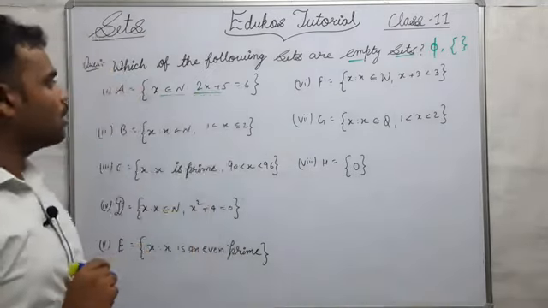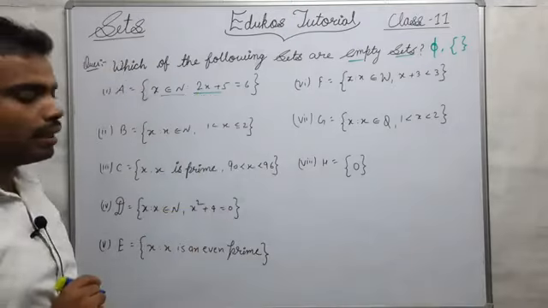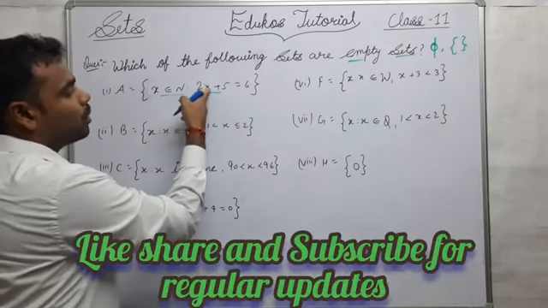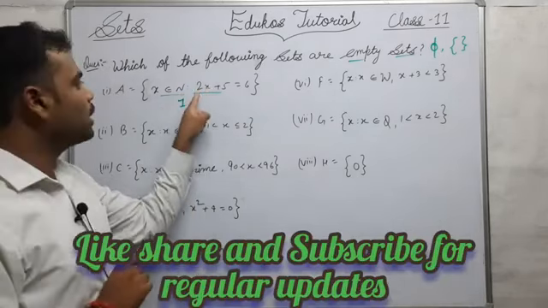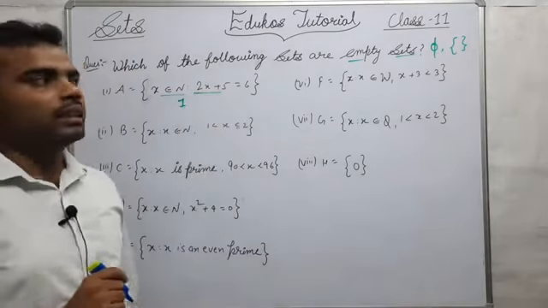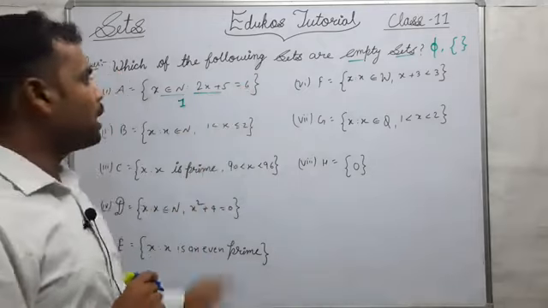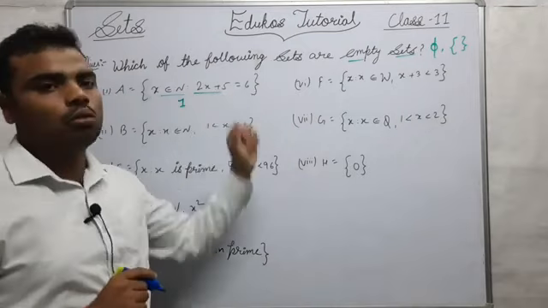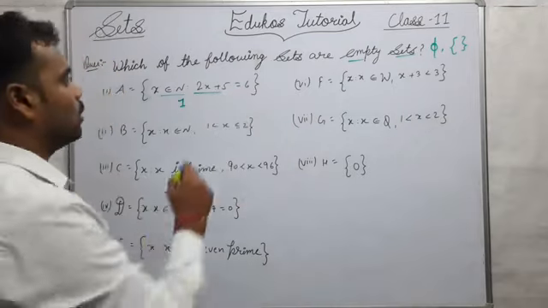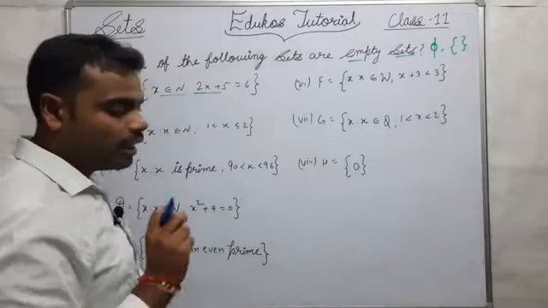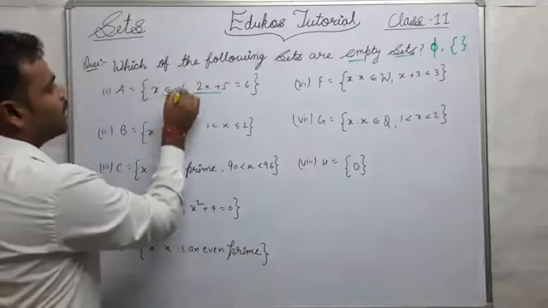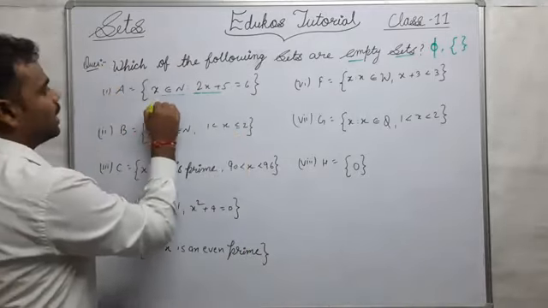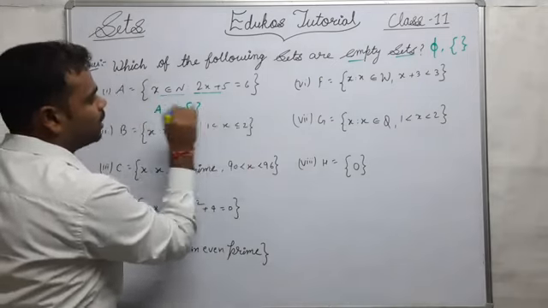Now in this question, given set A in which x belongs to N and 2x plus 5 is equal to 6. Since x belongs to N, the smallest natural number is 1, and if I put 1 in place of x, it gives 2 plus 5 is equal to 7, which is not equal to 6. If I put 2, it gives 2 into 2, 4, plus 5 is equal to 9, which is greater than 6. So there is no element in set A for which 2x plus 5 is equal to 6, so we can say that A is an empty set.